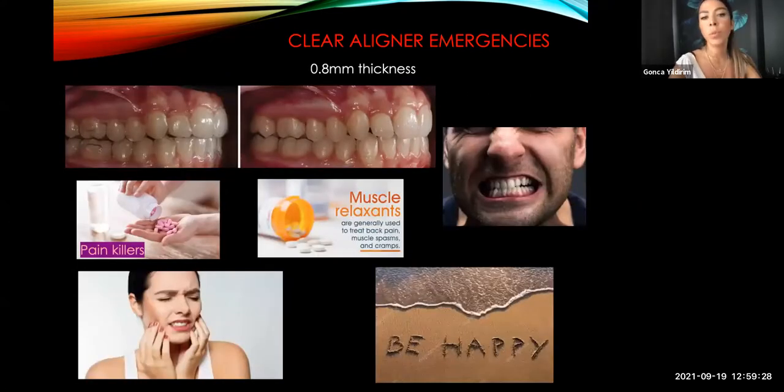And another emergency about the aligners: the patient may have pain in the muscles. Those are generally our bruxist patients. What can we tell them? You can use painkillers or muscle relaxants, or you can be happier in your life by not squeezing your teeth.